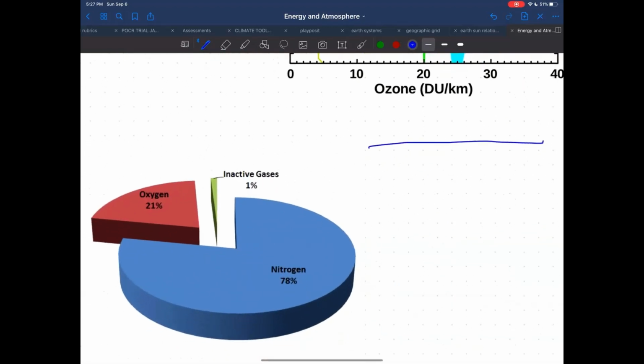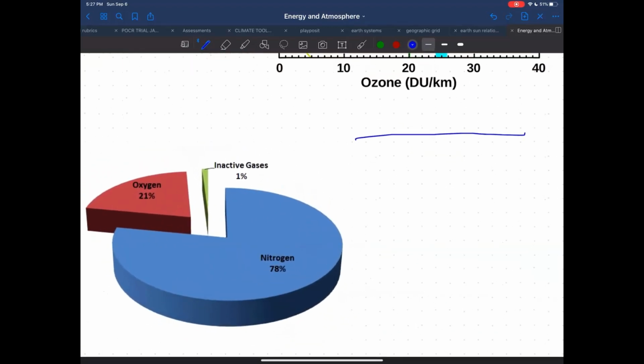So let's go ahead. I want you guys to memorize actually the percentages of the top 3 gases in Earth's atmosphere. I'm going to zoom in here and you can see the image. This is a pie chart showing you 2 of them. It doesn't really tell you about the third one yet.